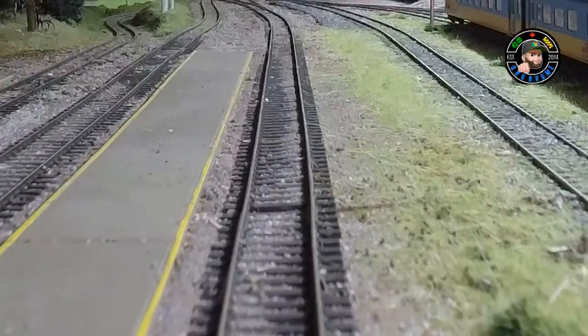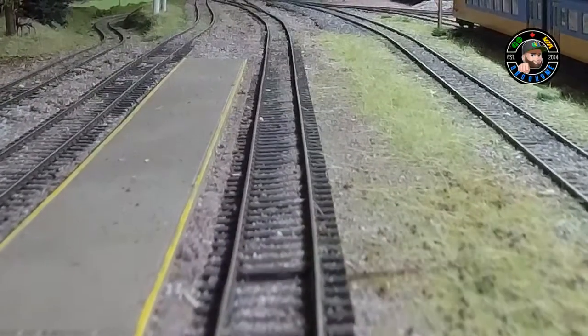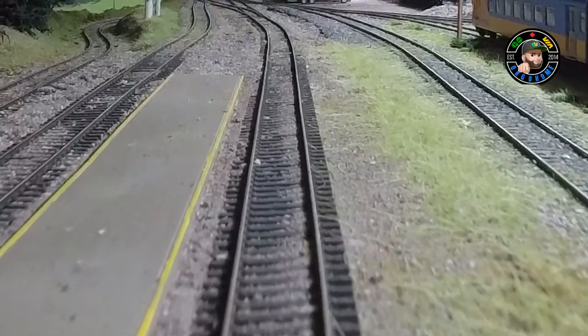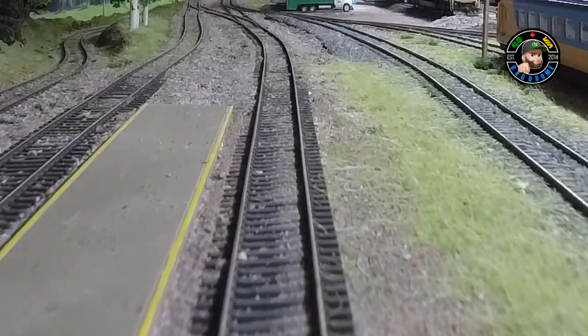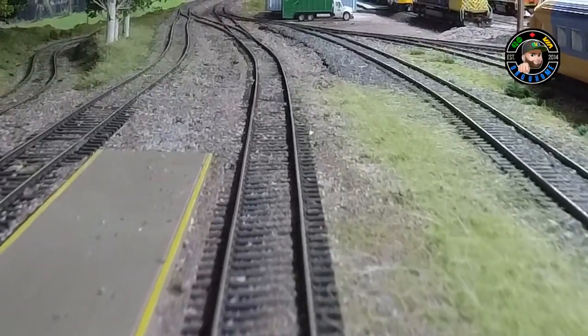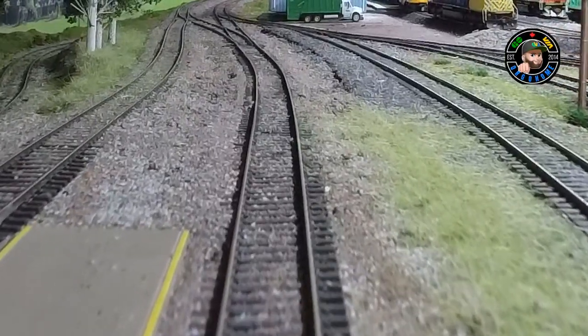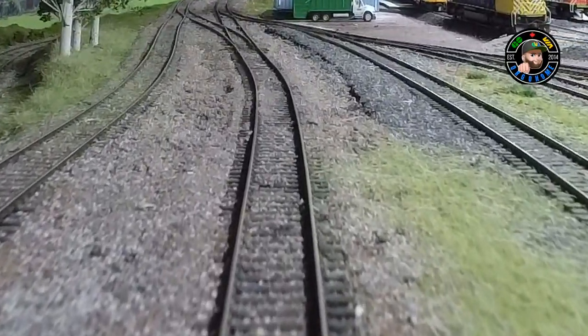So here we are, we're on the bottom level. When we go up and around the corner here, I'm going to have to remove it and then put it on just after the bridge because it doesn't fit under this bridge.